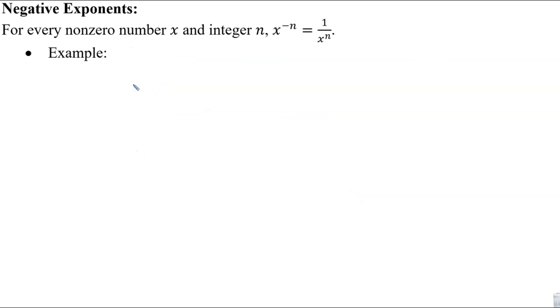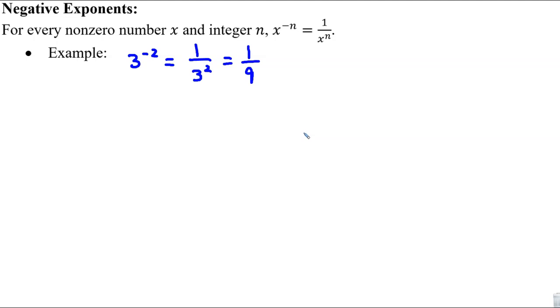All right, next thing we're going to talk about are negative exponents. We'll say for every non-zero number x and integer n, x to the negative n is just equal to 1 divided by x to the n. Meaning that, for example, if we have 3 to the negative 2 power, that's going to be equal to 1 over 3 squared, or in other words, 1/9.